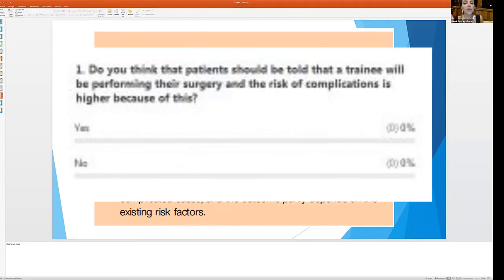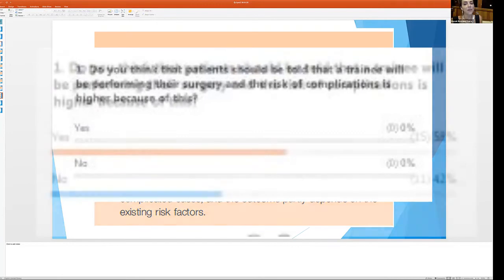Do you think that patients should be told that a trainee will be performing their surgery and that the risk of complication is higher because of this? I'm very curious what our participants would think about this. Remember, your responses are completely anonymous. Okay, I think very close again.